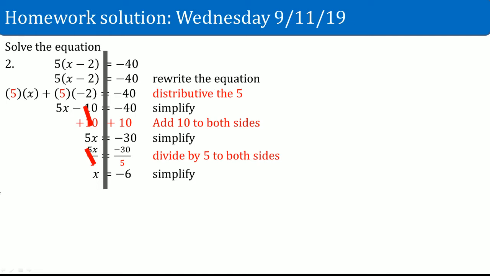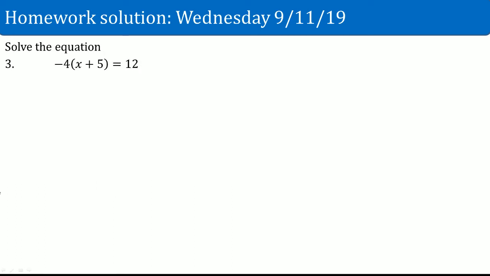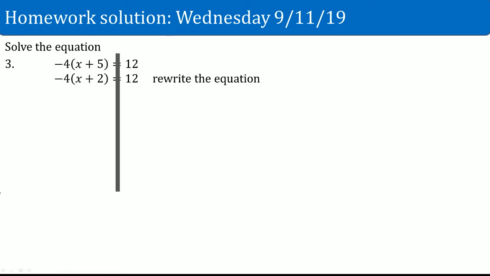Again, this follows the same step as number 1. You distribute, then you get rid of the outwardmost thing, then you get rid of the number that is in front of the x. Number 3, negative 4 parentheses x plus 5 close the parentheses is equal to 12. First step is to copy the equation or rewrite the equation. Draw a line straight down to separate the left from the right.